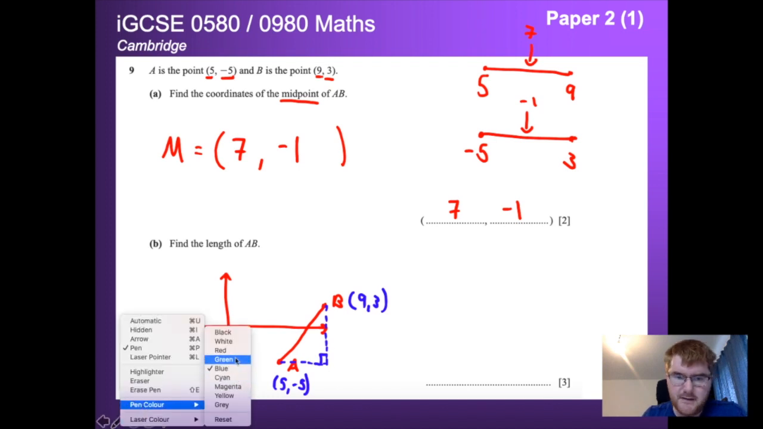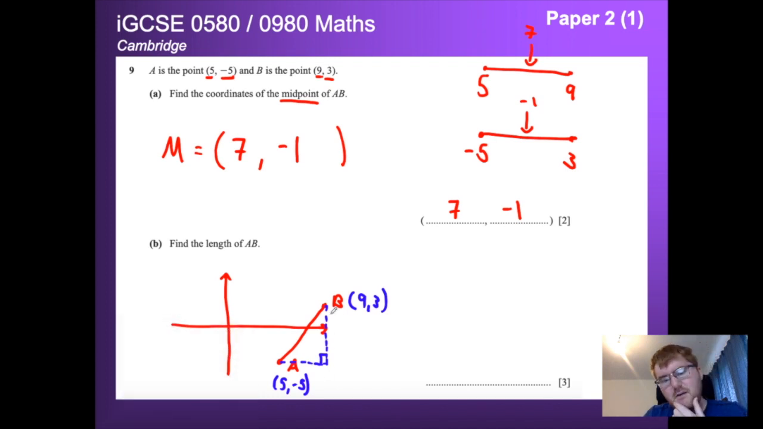So if I change my pen color to green, let's start with this length here. Well, my y coordinate is equal to 3. My y coordinate here is -5. What's the distance between -5 and 3? Well, that's going to be 8. Okay, so if you count along from -5 upwards to 3, that's going to be 8. If I do the same process here, well, the difference between 5 and 9 is equal to 4. And at this point, I can use Pythagoras.